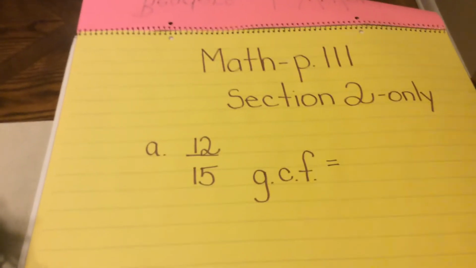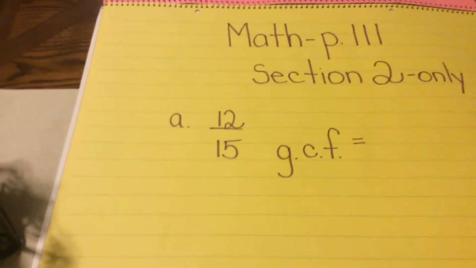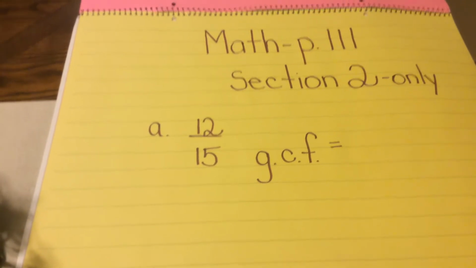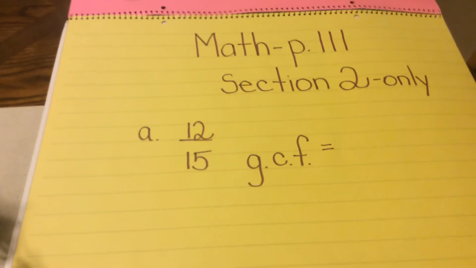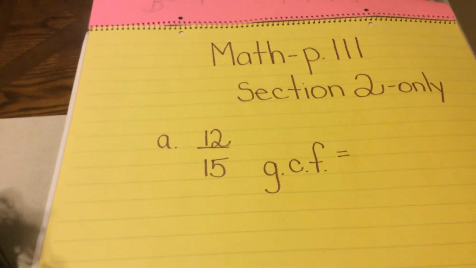If you need a scrap piece of paper, that's fine. If you can write it over to the side, that's fine too. Don't write it over to the side and then erase all over the place. It's not going to work. Just get a scrap piece of paper.